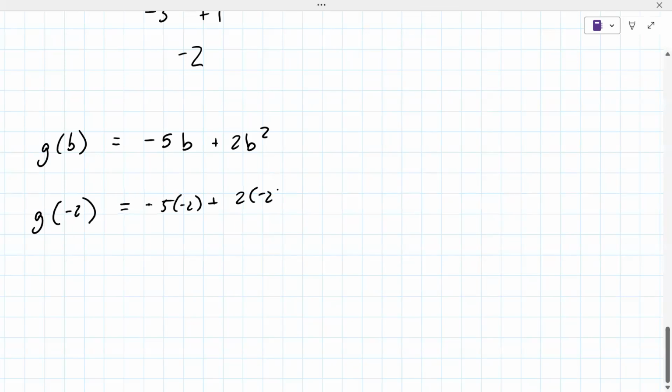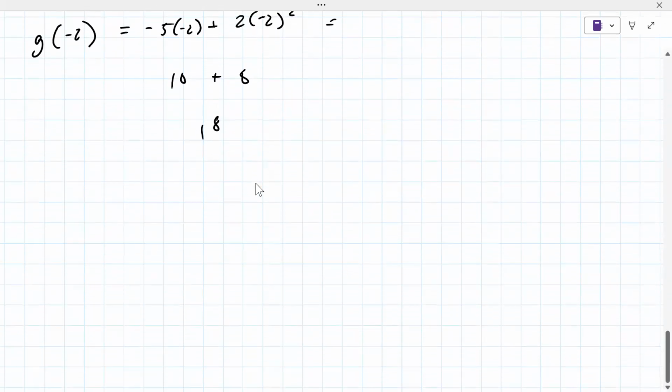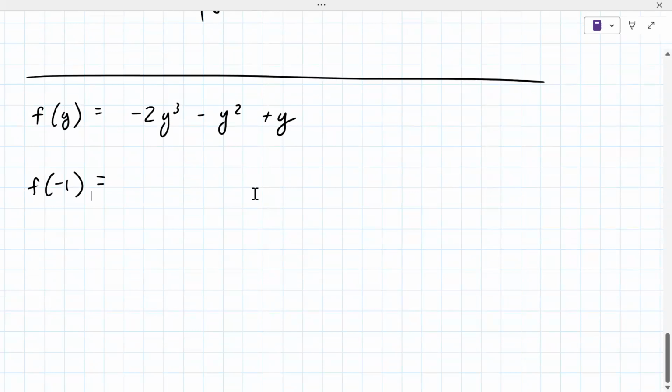So I'm detecting a little bit of a pattern here, which is the typical case: when everything works out positive, that's great. It's when there are these signs that it's a little more challenging. Let's see if we can do one more here. I'm going to throw in just one more little wrinkle. Let's say it's f of y equals parentheses -2y cubed minus y squared plus y, and find f of -1 for me, please. F of -1. Okay. We'll probably move on to some solving here in a moment.